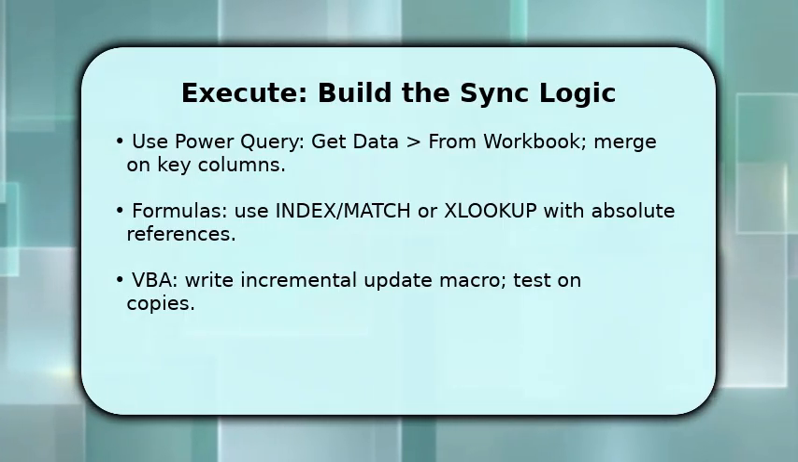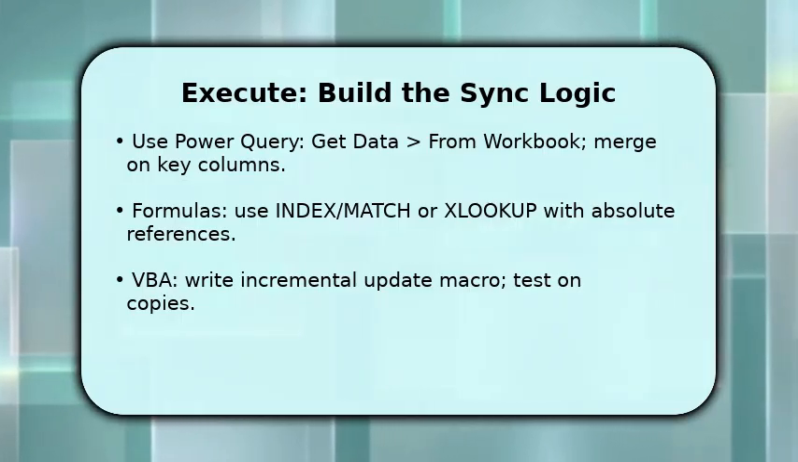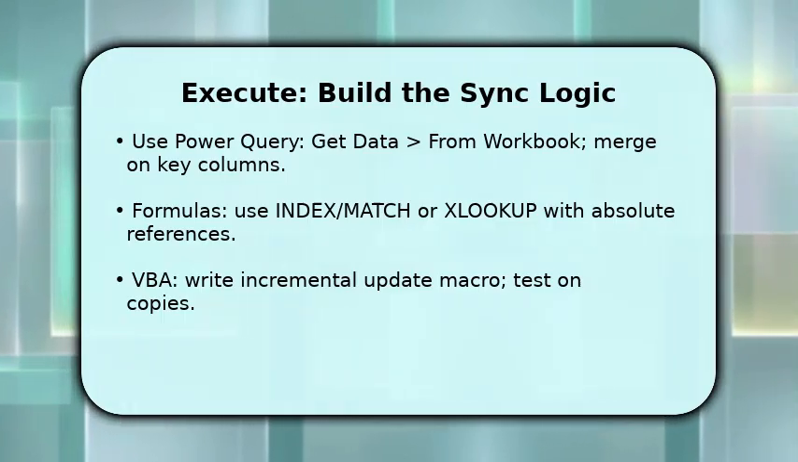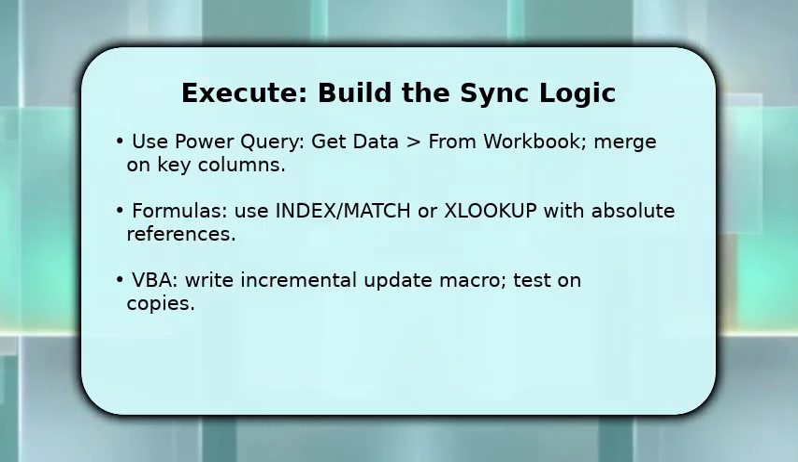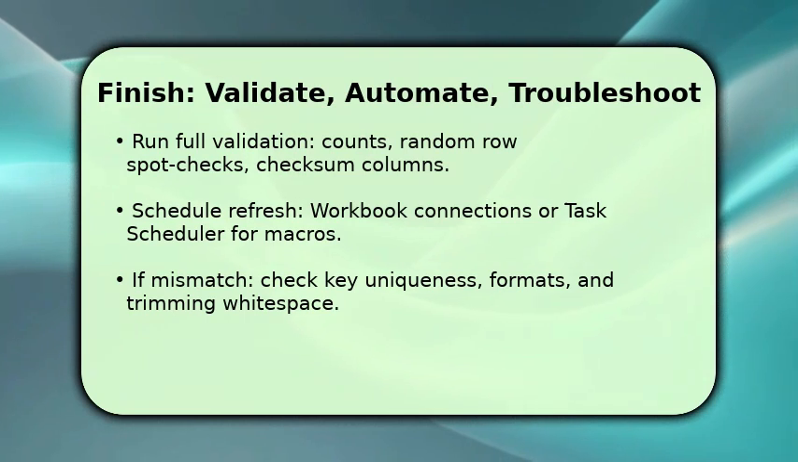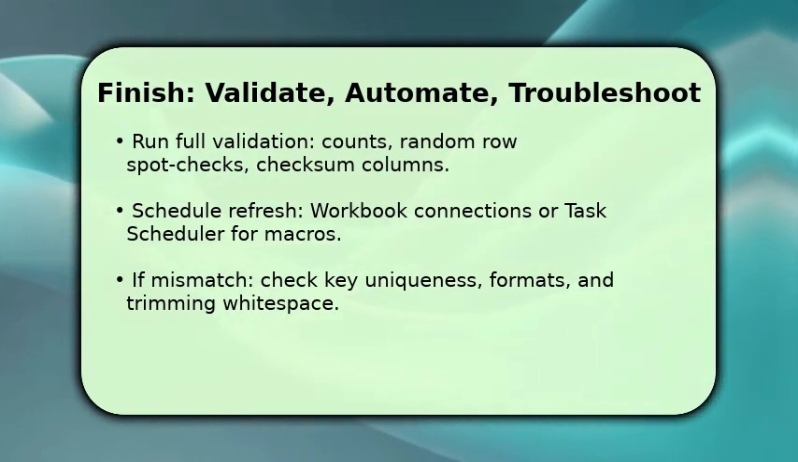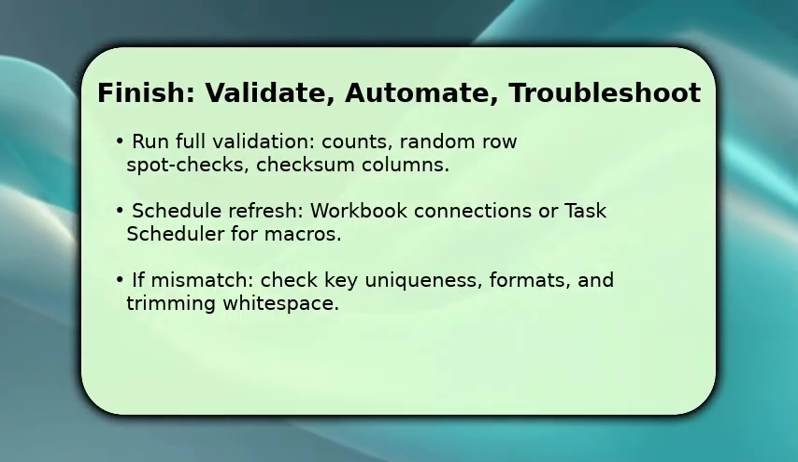If VBA, write a routine that compares keys, inserts, updates, or deletes rows, and run it on test files until behavior matches expectations. You finish by validating results. Compare row counts, sample records, and create a checksum column to confirm identical outcomes. Once validated, automate. Set Power Query to refresh on open or schedule a script. Save as a macro-enabled workbook if using VBA.